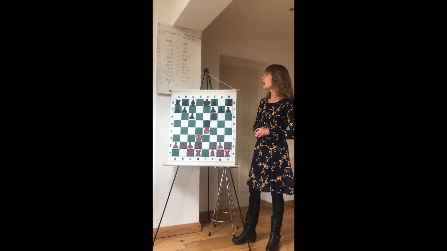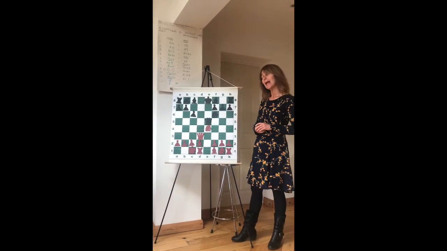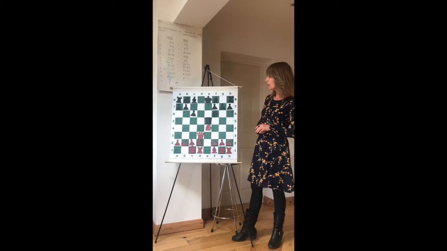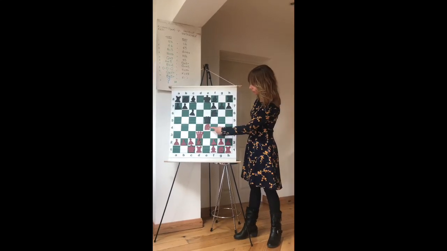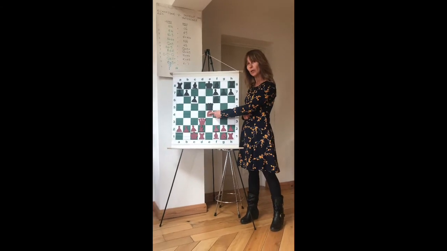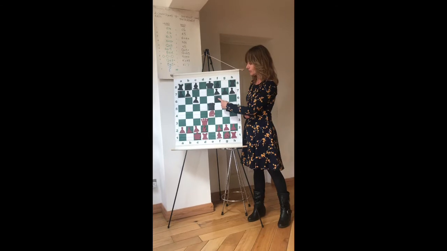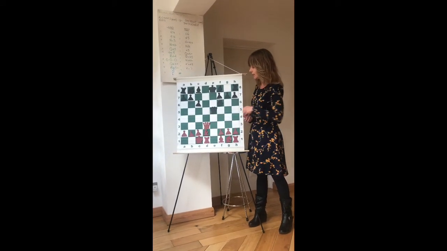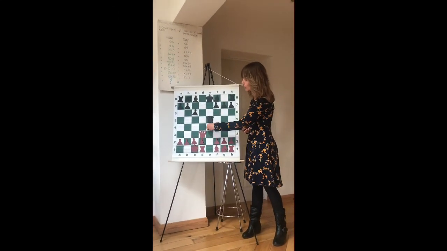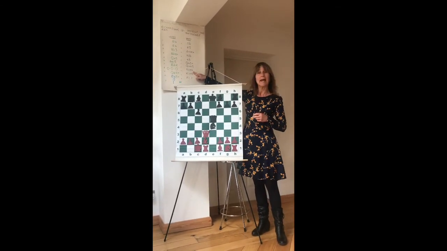And black's reply was capital N x e4. So the capital N for knight captures on e4. We have a look at e4 and we've got a white knight on there. This is black's move. So a capital N is a knight. It's going to capture that knight. So this knight's going to capture that knight. And I'm just going to stop the game there. So we've reached the end of move number 8.